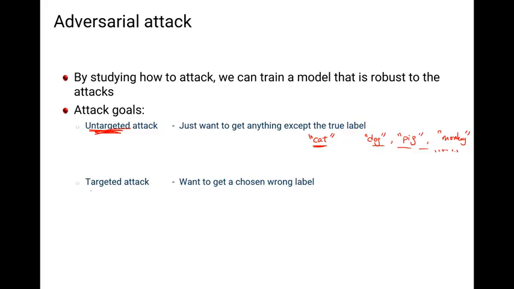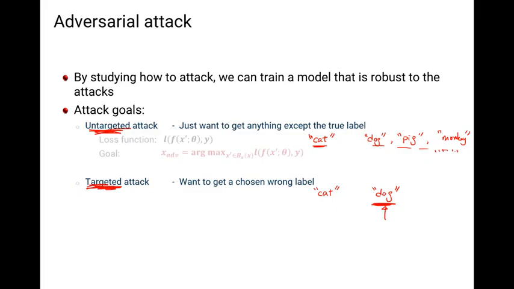Okay. The targeted attack is where I want to design an adversarial example. Let's say the original is still the cat, but this time I want it to be misclassified as a dog. I want only the dog label. I choose this wrong label, and please create an adversarial example that always misclassifies it as a dog. Okay, so this is called a targeted attack. So there are two goals.